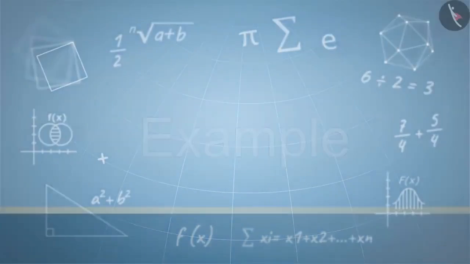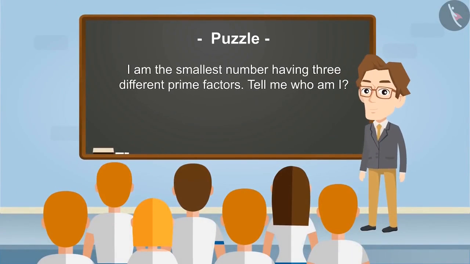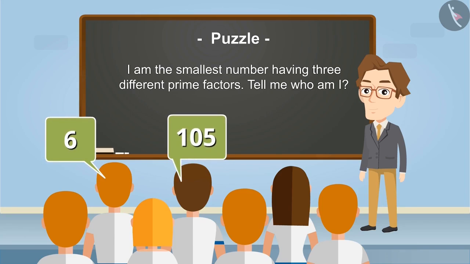A puzzle game is going on in a classroom. The teacher has written a puzzle on the blackboard. The puzzle is, I am the smallest number having 3 different prime factors. Tell me, who am I? Ajay's reply is 6, Vijay's reply is 105 and Namrata's reply is 30. In your opinion, who gave the correct answer?